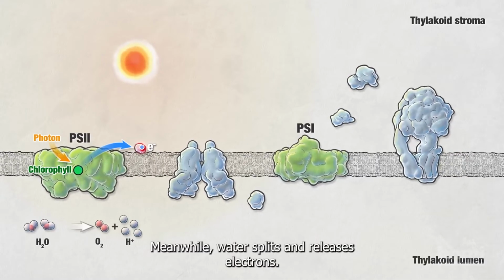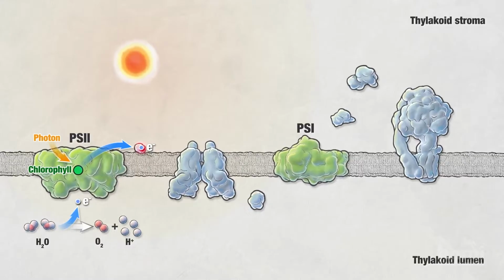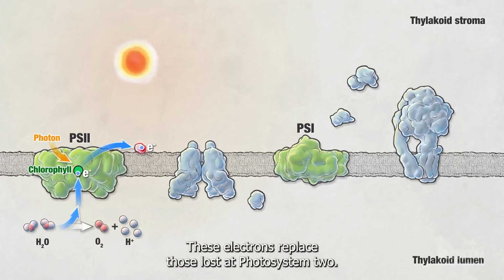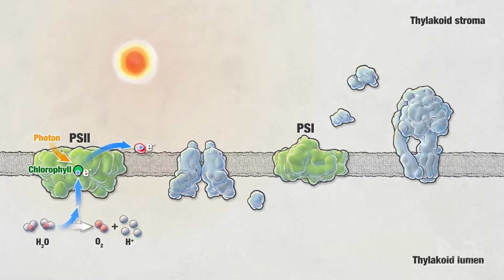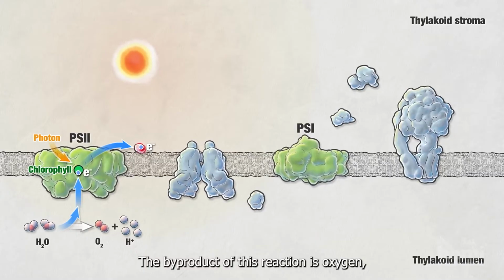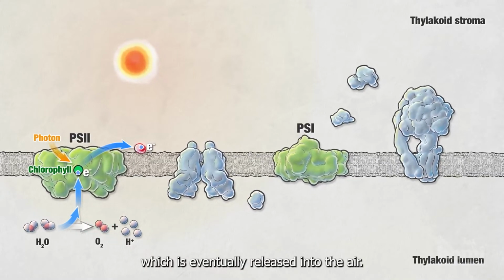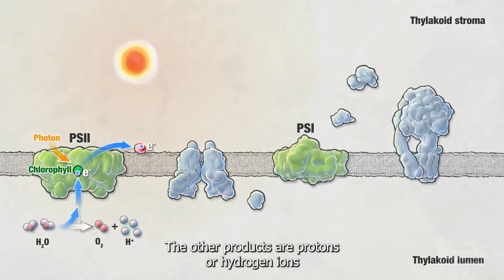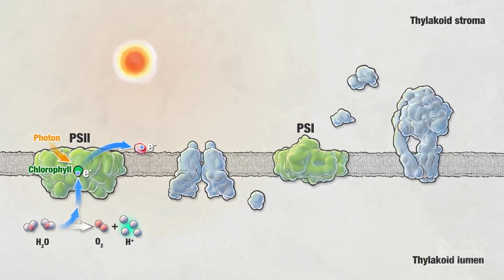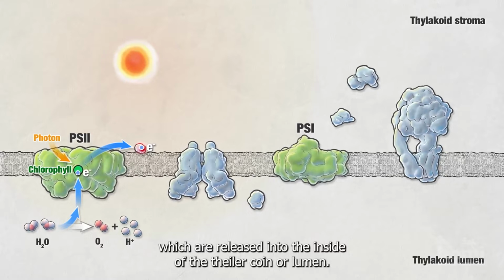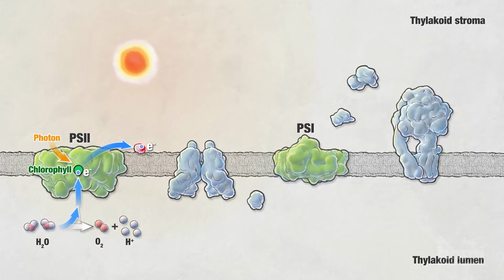Meanwhile, water splits and releases electrons. These electrons replace those lost at Photosystem 2. The byproduct of this reaction is oxygen, which is eventually released into the air. The other products are protons, or hydrogen ions, which are released into the inside of the thylakoid, or lumen.